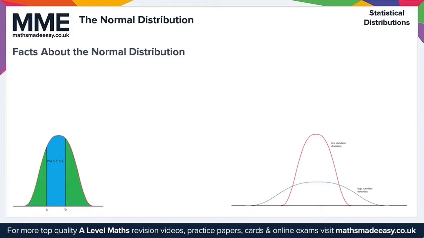So the first thing we need to understand is that the probability is represented by the area underneath the graph. For example, taking a look at this graph here, this blue portion represents the probability of our random variable x lying between A and B. The part we wouldn't want is represented in green on either side.